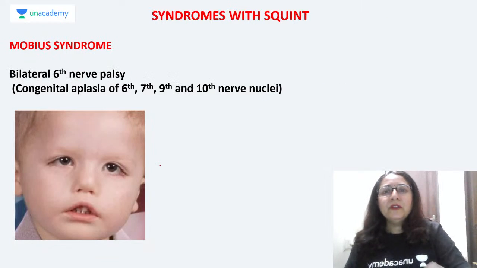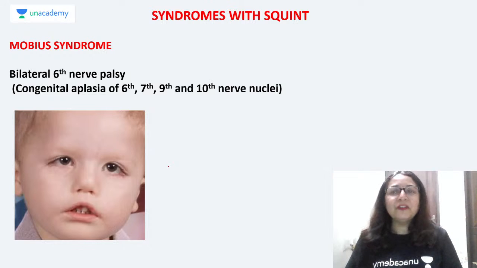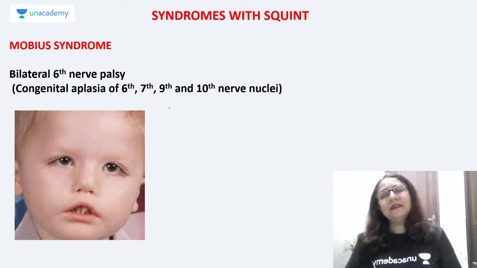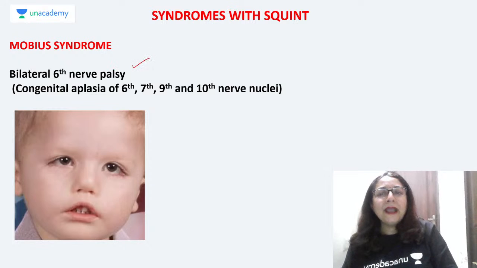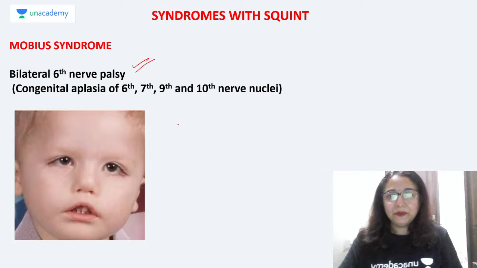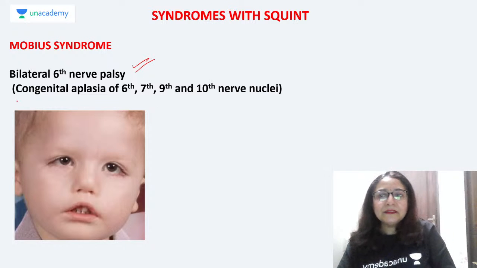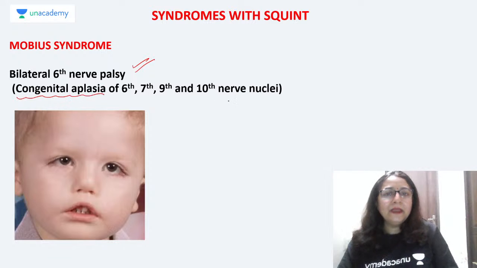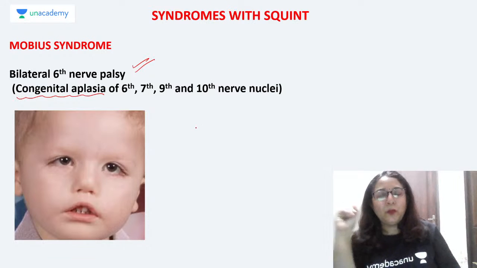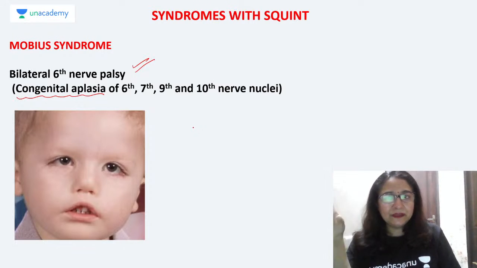Moving on to another type of special squint, that is Mobius syndrome. Mobius syndrome is characterized by bilateral sixth nerve palsy. Actually what is happening is there is congenital aplasia, that is, the nerve nuclei are not properly developed. There is aplasia, they are not developed.